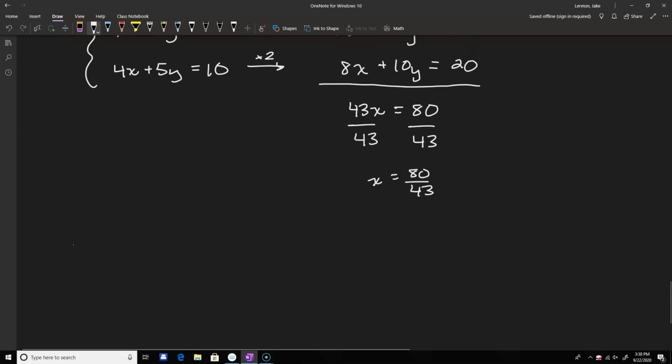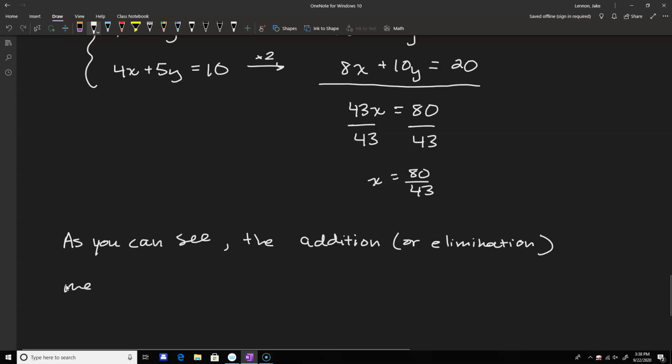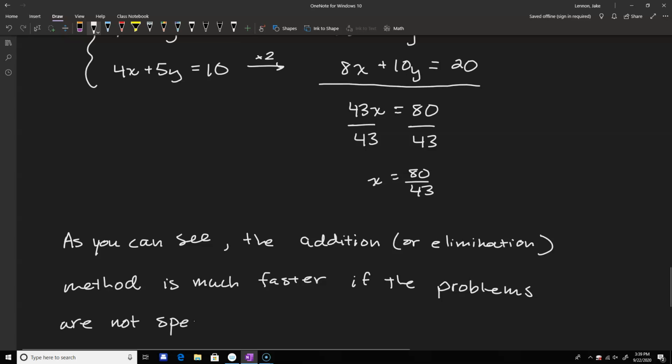So as you can see, the addition method, or as it's sometimes called, the elimination method, is much faster if the problems are not specifically curated for substitution.